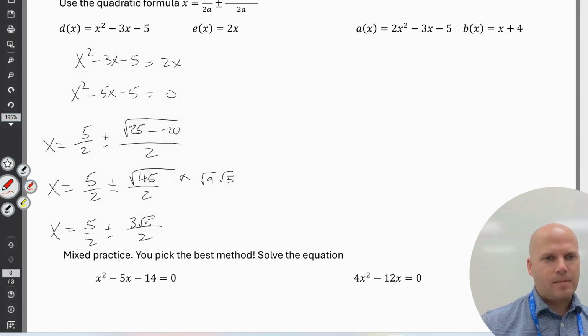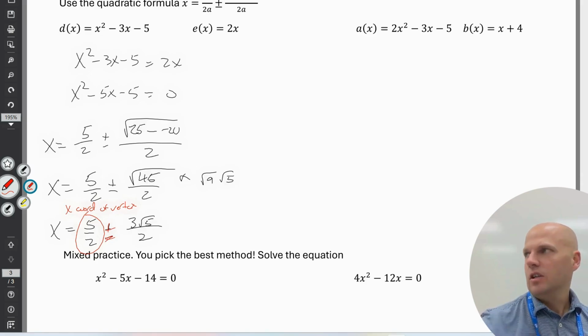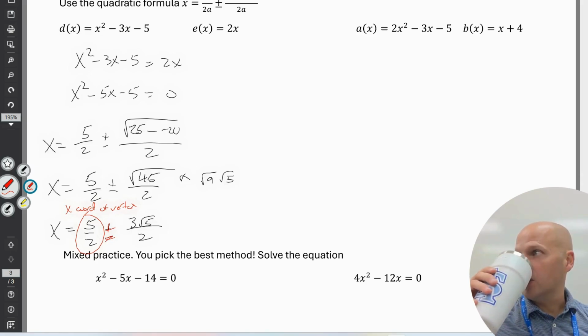What's great about this is that this is the location of the vertex. And we see our symmetry. We add and subtract this distance to our solutions, and we get our 2 zeros.